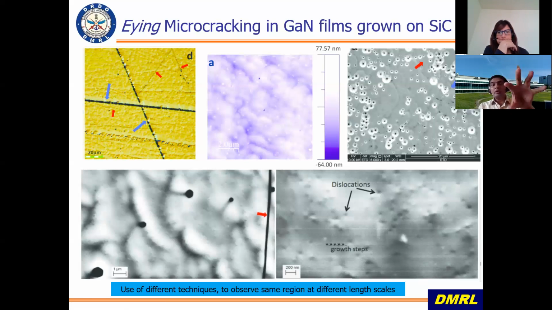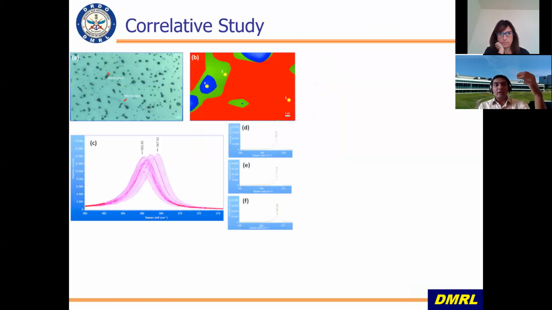Now we have already observed that there are cracks that have formed. Now, why have those cracks come about? This was something quite interesting. We did a very high resolution Raman spectroscopy study on the regions where it was showing cracking. So this is an optical image showing the micro cracks on the surface, and then this other is the Raman spectra map of the entire region.